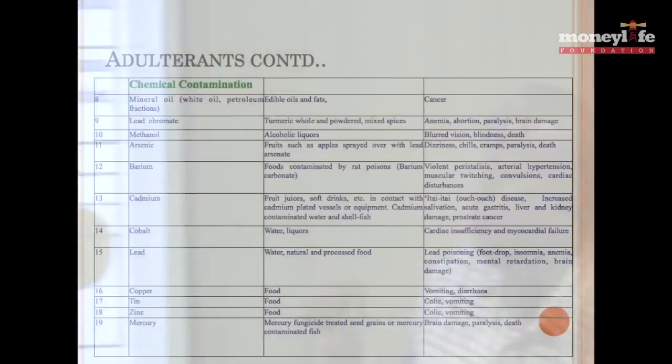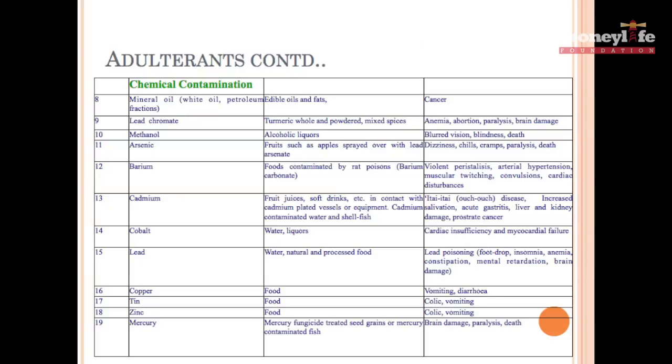Now cadmium comes into fruit juices, soft drinks, etc. in cadmium plated vessels or equipment. Now cadmium plating is normally, what happens here is that once upon a time we all used to use brass utensils and copper utensils. Now in normal parlance, brass and copper for our daily use without tinning, and the kalai wala is to come and do the kalai business on that.